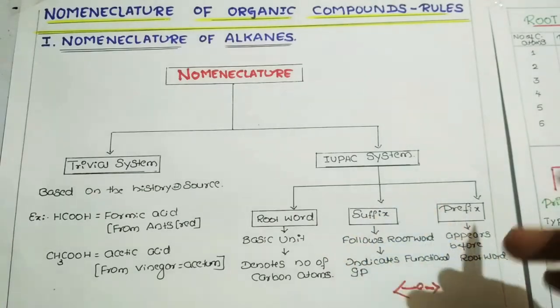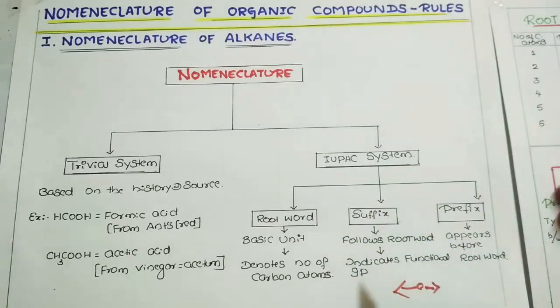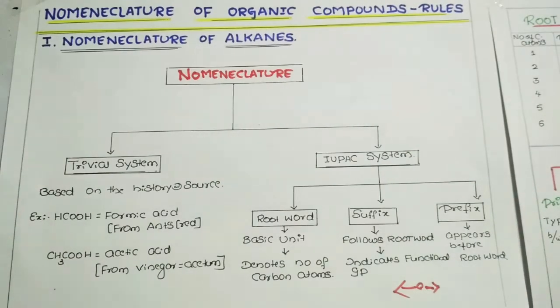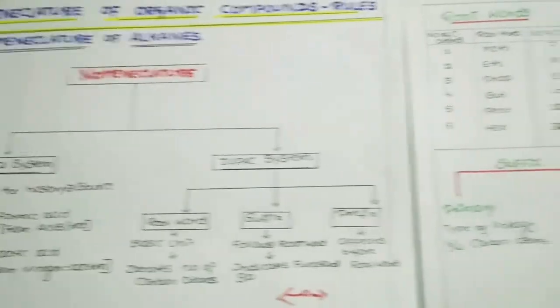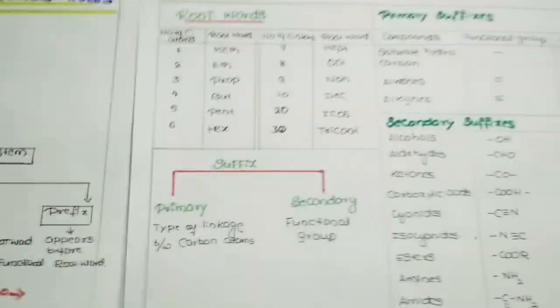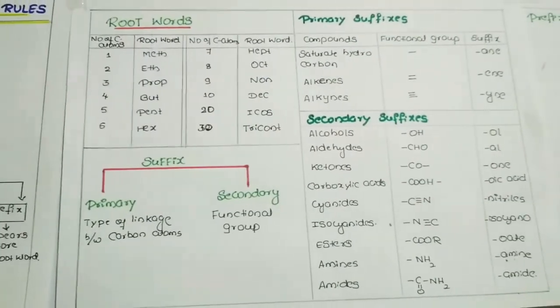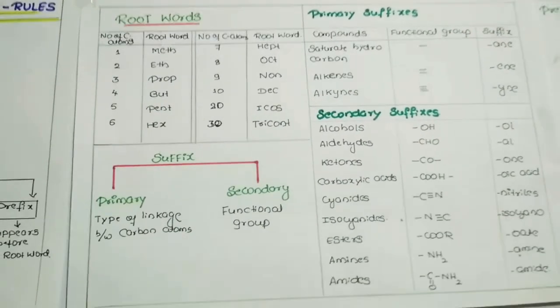So what are this prefix, this suffix and the root word? This is simply an introduction part. Now, what are the examples we can go through? That we are going to see here. You can see here I have written the suffix and the root word.